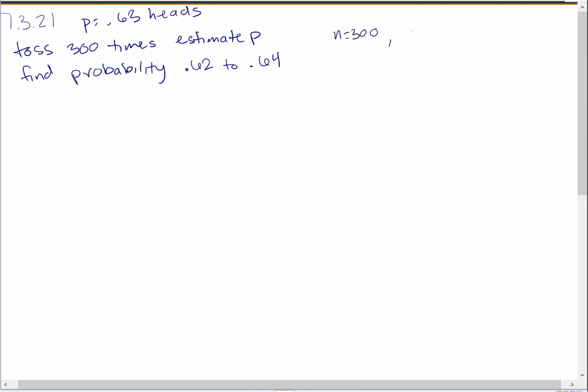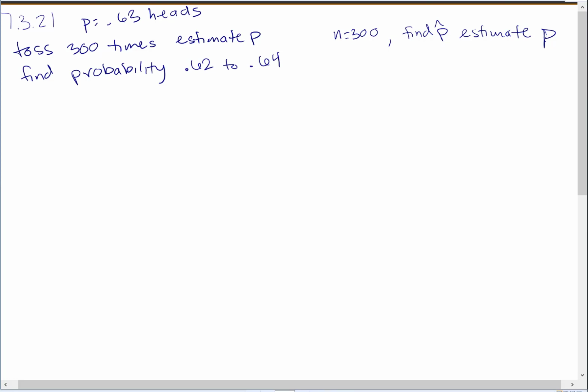And he's trying to find P hat for whatever sample is, and he will use that to estimate the population proportion, P, or the true probability. So P hat is what he gets in his sample. P is for the true population or the true probability for all time. So what would be the probability that his sample proportion will be between 0.62 to 0.64?